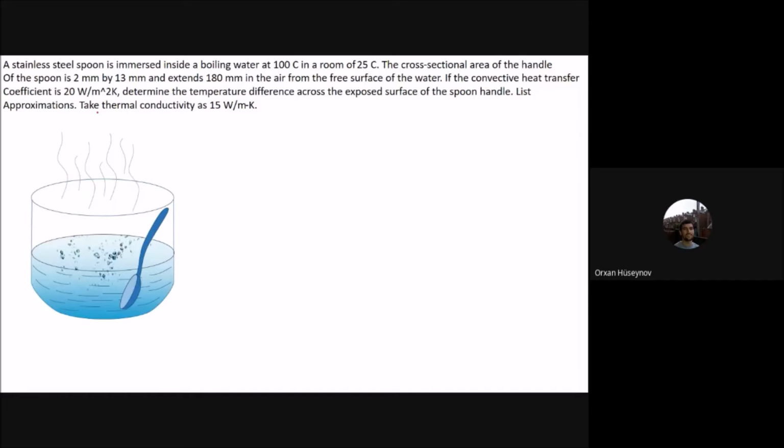So we have a stainless steel spoon. This is an introductory example. Therefore, we are trying to understand the concept. Then we will have the real world example.